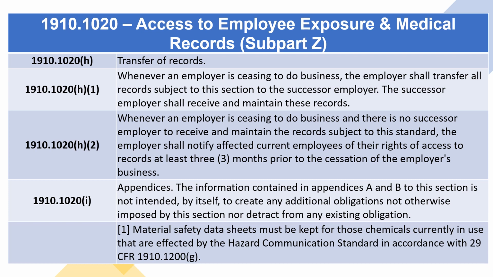1910.1020(i). Appendices. The information contained in Appendices A and B to this section is not intended, by itself, to create any additional obligations not otherwise imposed by this section nor detract from any existing obligation. 1. Material safety data sheets must be kept for those chemicals currently in use that are affected by the Hazard Communication Standard in accordance with 29 CFR 1910.1200(g).